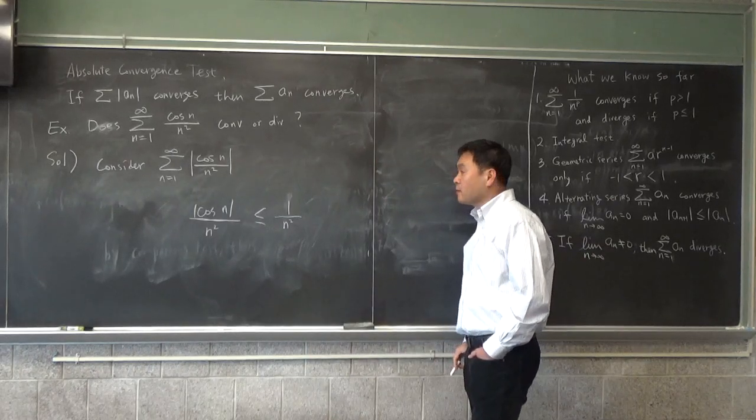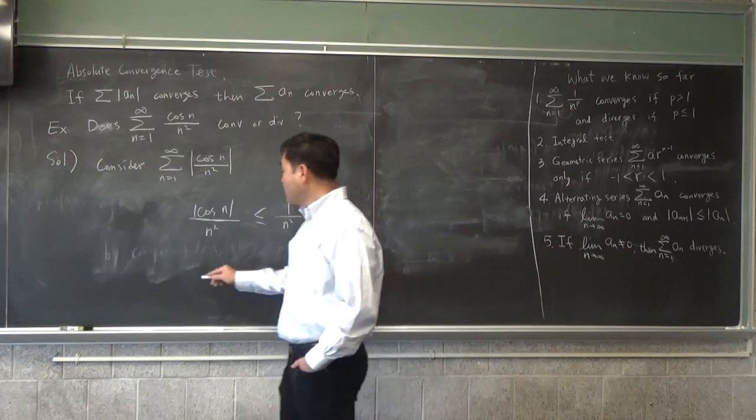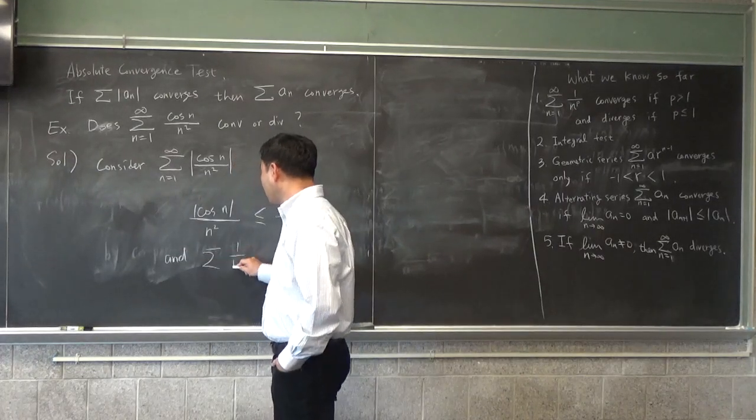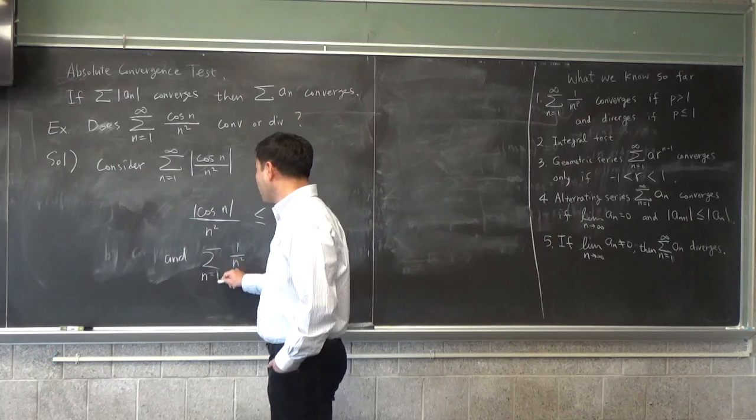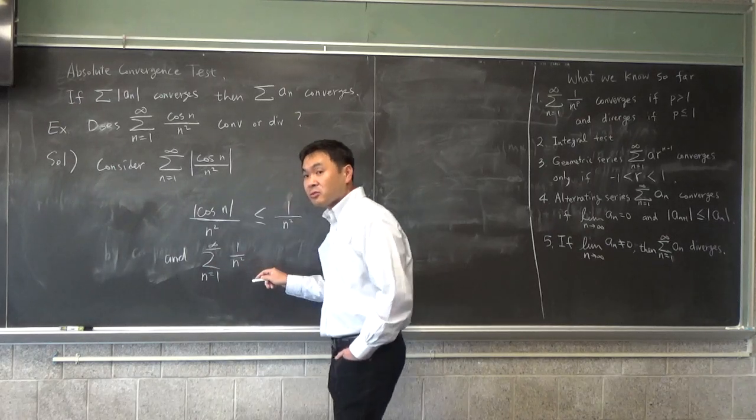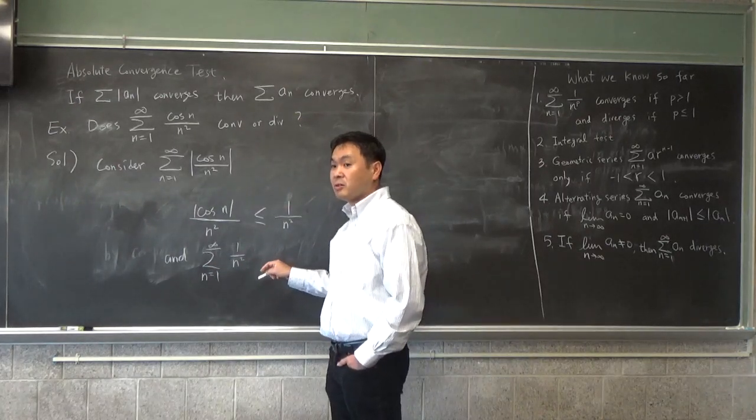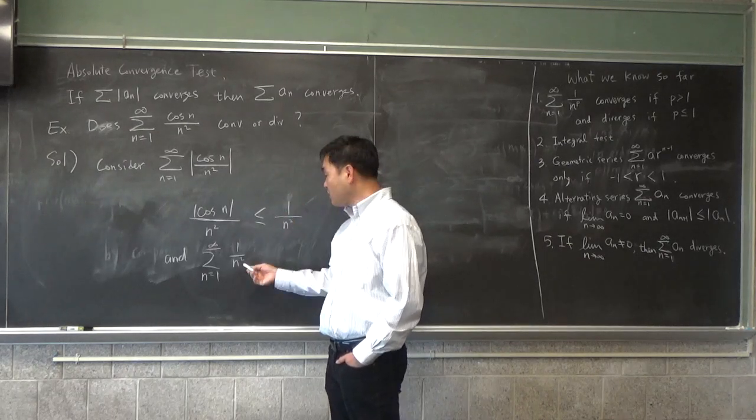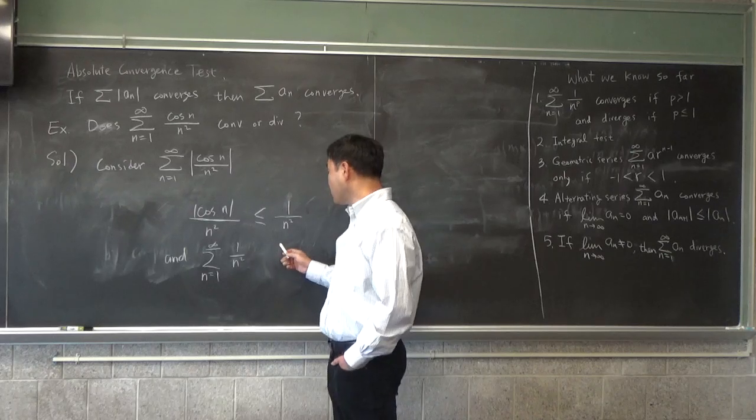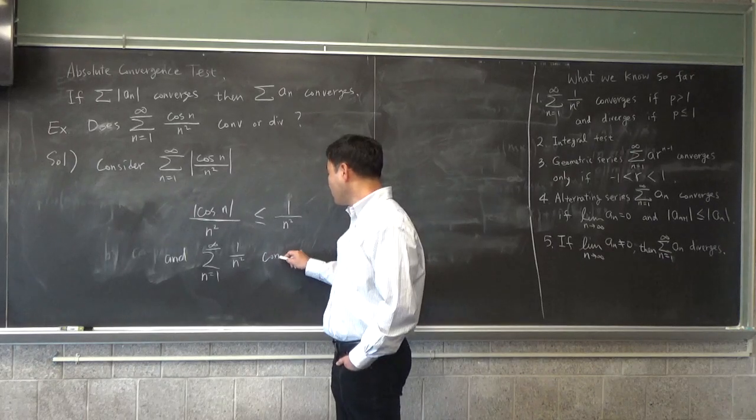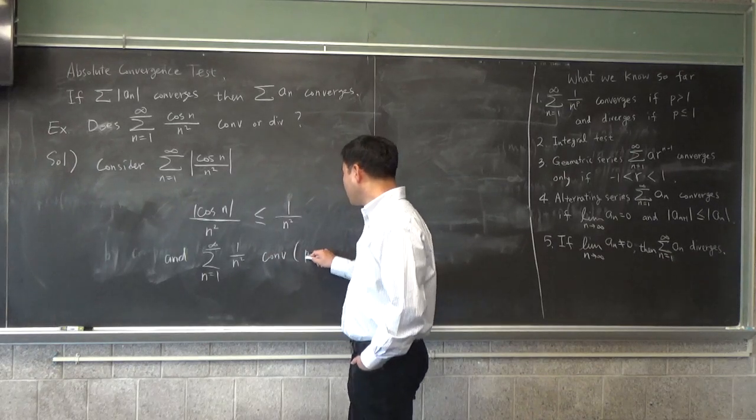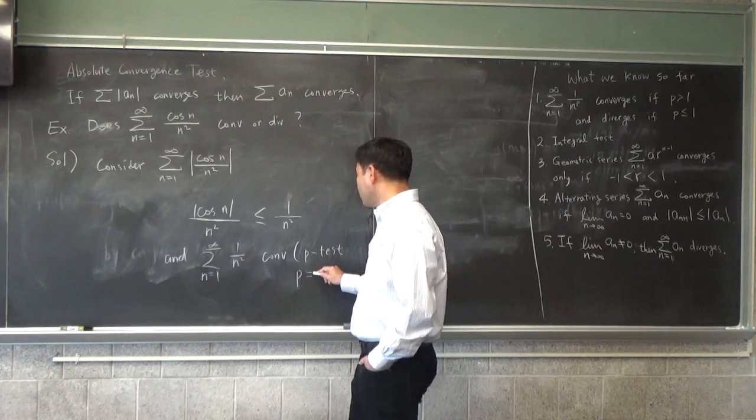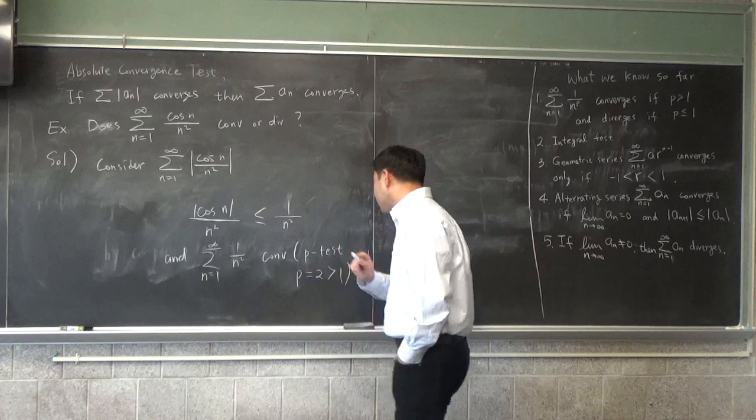Okay. And the summation of 1 over n squared, n from 1 through infinity, converges or diverges? Converges. Converges by the p test. It's a p series with p equals 2, right? So it converges because of the p test with p equals 2 bigger than 1.